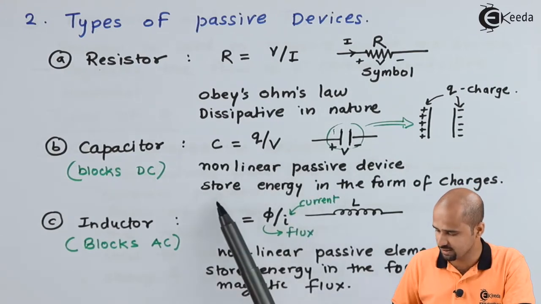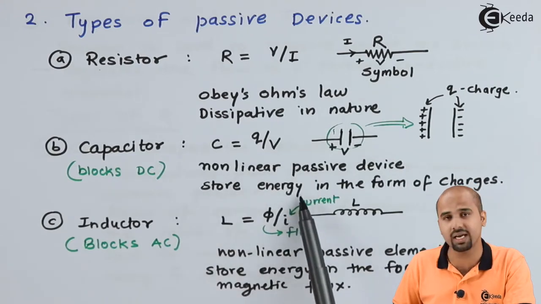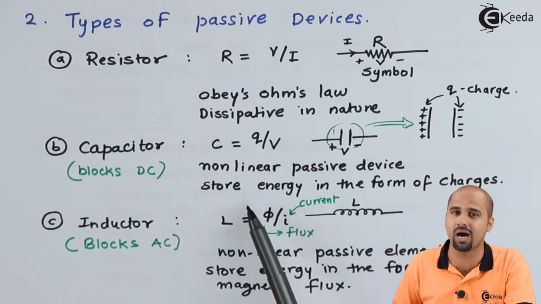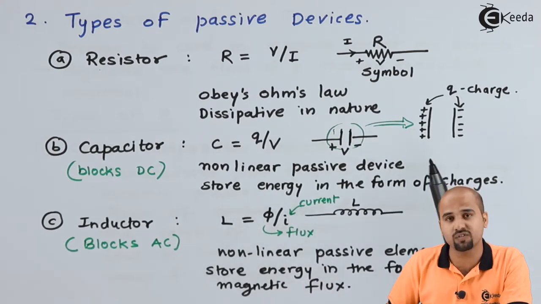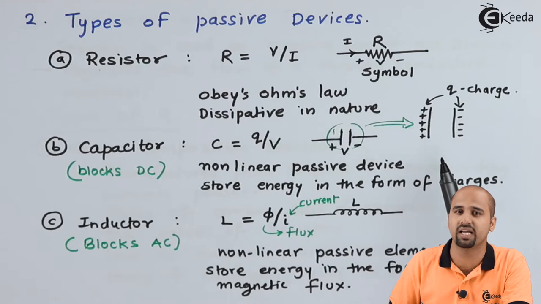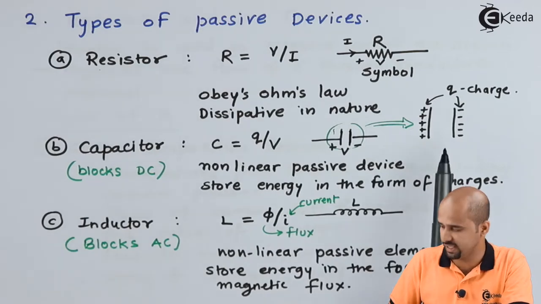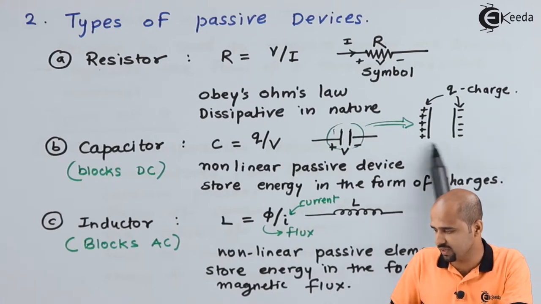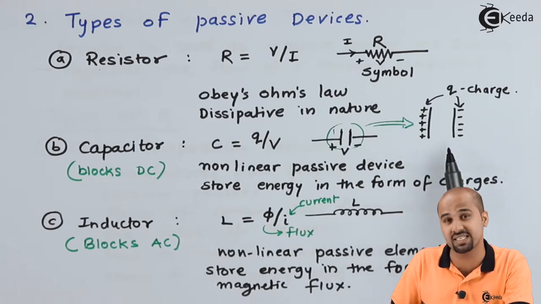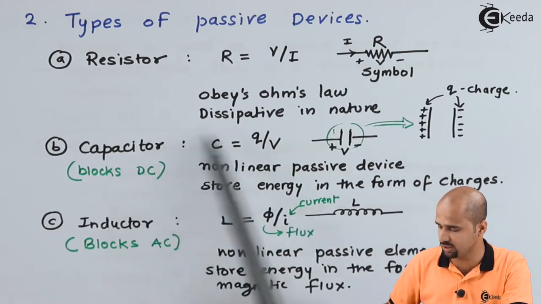Now, as this is a storing element, it stores energy in the form of charges. As the number of charges on both parallel plates increases, I can increase the amount of energy stored inside this capacitor. Storing energy in the form of charges means the potential difference increases if the charge increases. This is how we have learned the capacitor.